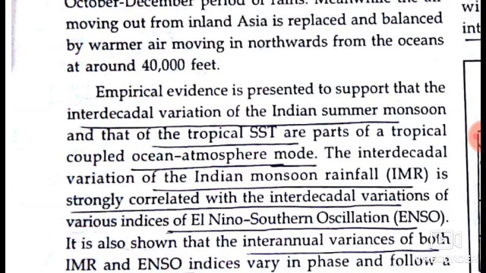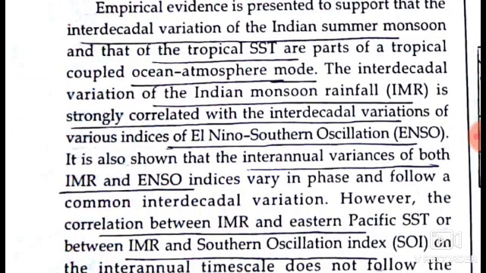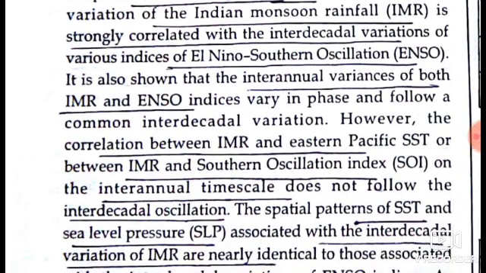Empirical evidence is presented to support that the interdecadal variation of the Indian summer monsoon is related to that of the tropical SST and parts of the tropical coupled ocean atmospheric movement. The interdecadal variation of the Indian monsoon rainfall is strongly correlated with the interdecadal variation of the various indices of El Nino Southern Oscillation. It is also shown that the interannual variance of both IMR and ENSO indices vary in phase, and follow a common interdecadal variation.